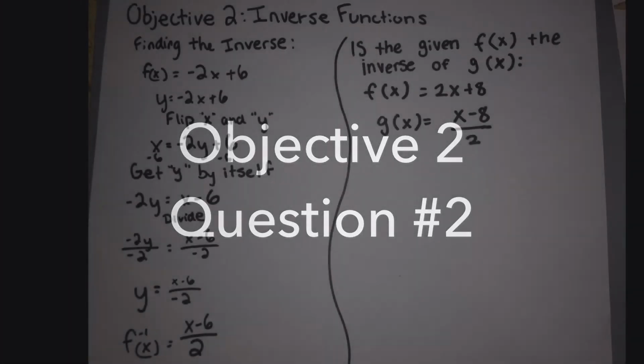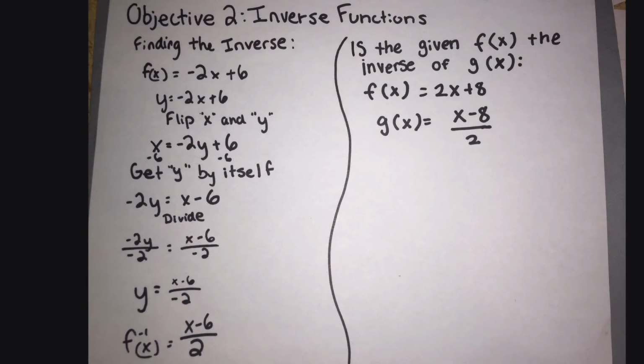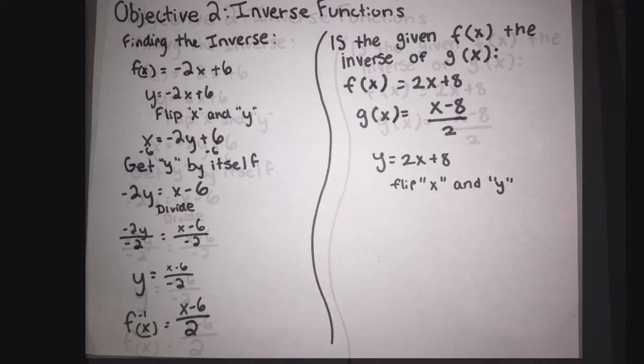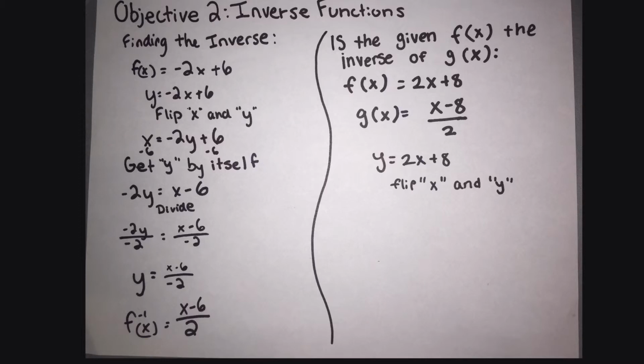Question number 2. Is the given f of x the inverse of g of x? If you have f of x equals 2x plus 8 and g of x, which equals x minus 8 divided by 2. So you want to solve for f of x. So plug in y for f of x, which equals 2x plus 8. Then flip x and y.